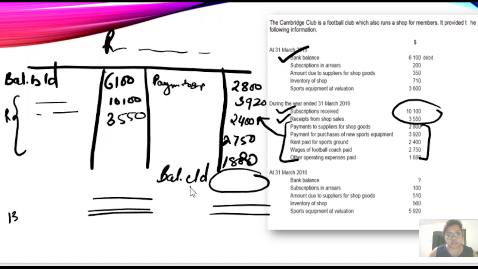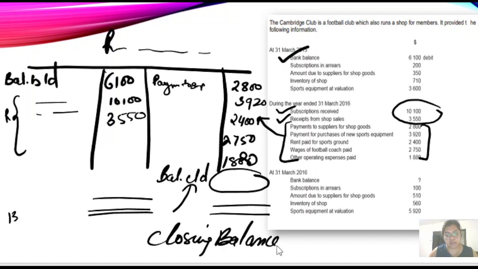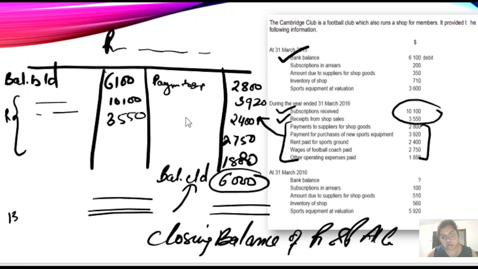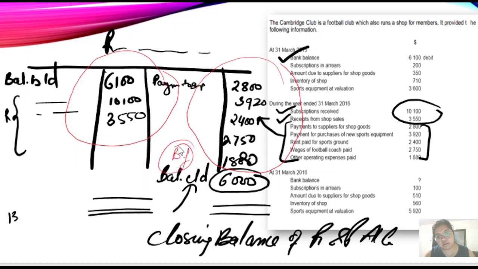Whatever the carried down, it means this is your closing balance of receipt and payment account. Okay, and it should be like 6,000. Now you're able to understand how you're going to find out the 6,000. First you need to add all these, and then add all these, and then make a difference. Then whatever the balancing figure you are having, that's your closing balance. Okay, I think this much is clear to you. Okay, moving forward to the next.